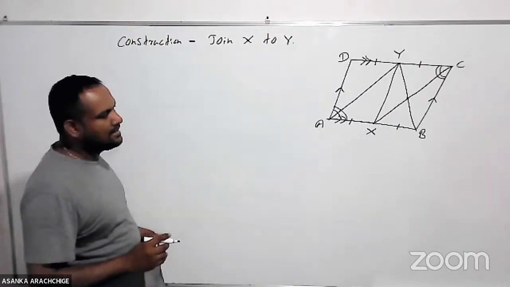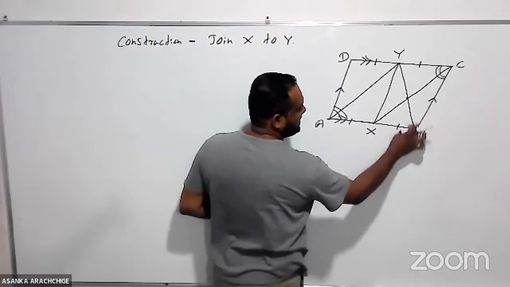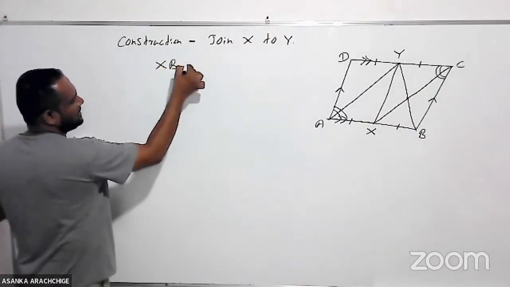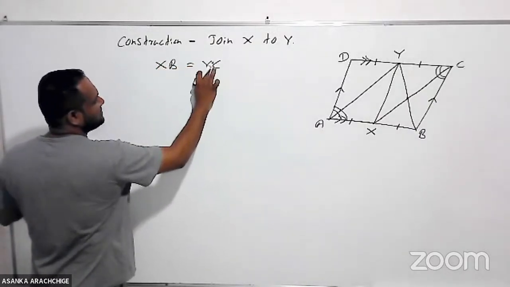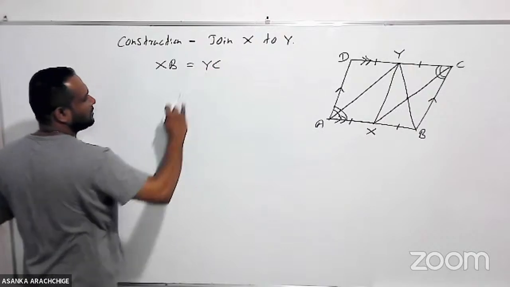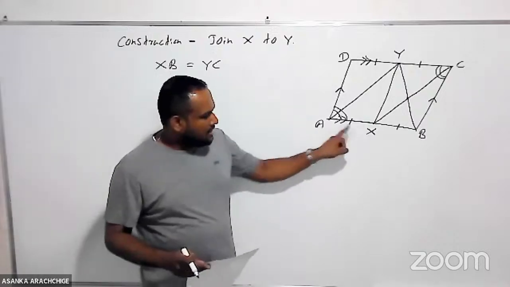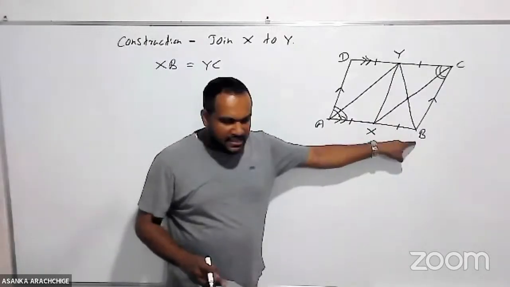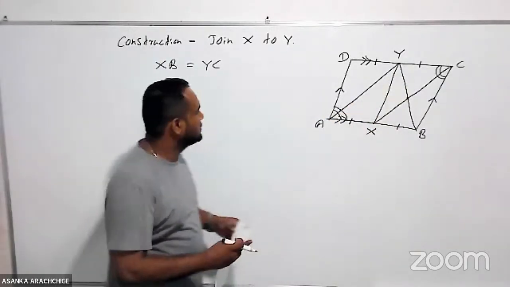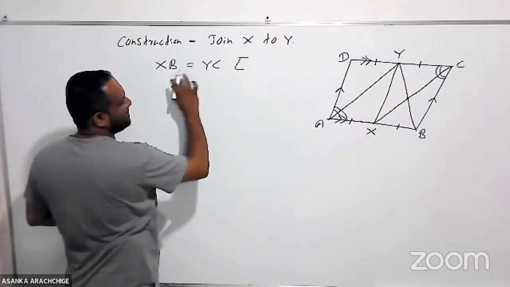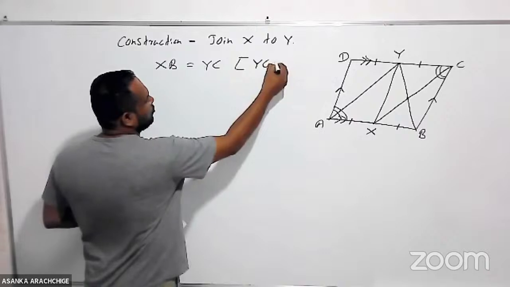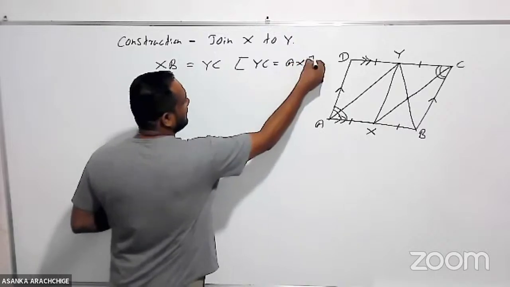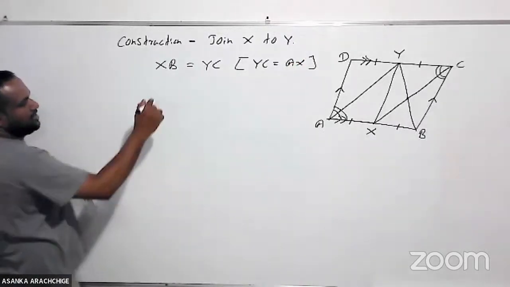Okay, then you can say like this. XB is equal to YC, no? XB is equal to YC. Clear? Because AX is equal to YC, and AX is equal to XB, XB and YC are also equal. You can say the reason: because YC equals AX. Clear?